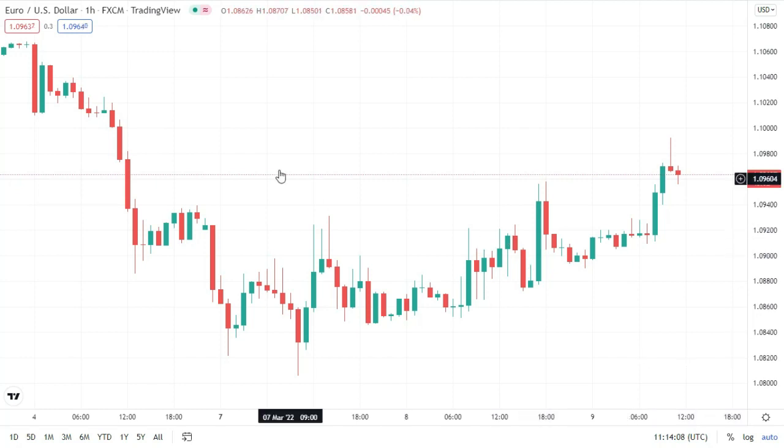This graph represents the activities of buyers and sellers in the market. When you look at this, you will see the red candlesticks, the ones that look like candlesticks. You also see the ones that are green, and you also see the ones that are red.